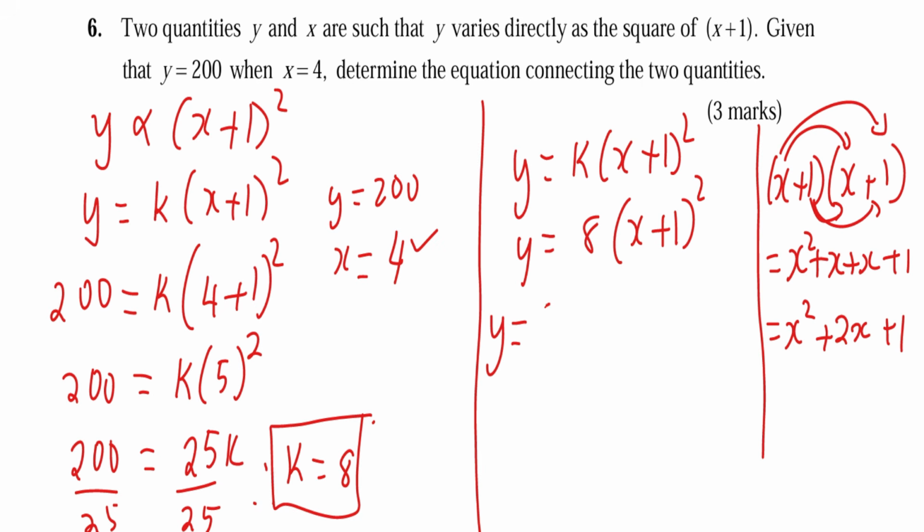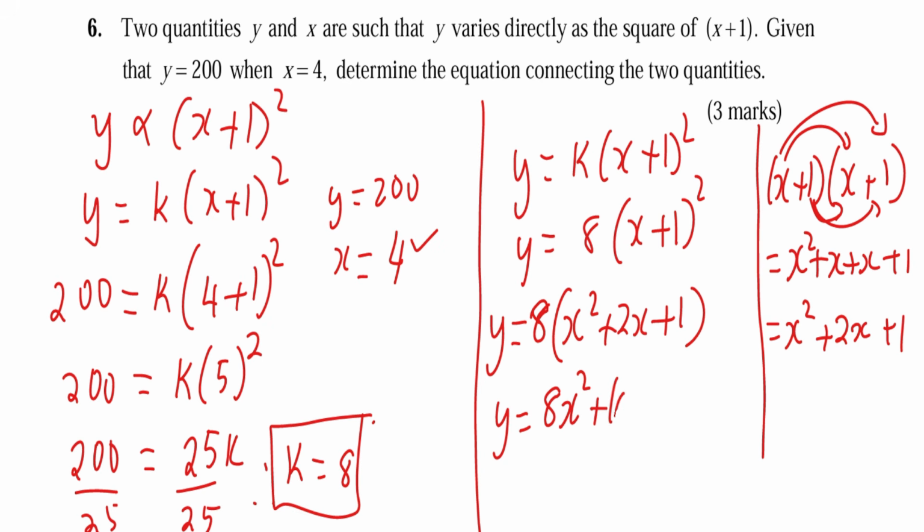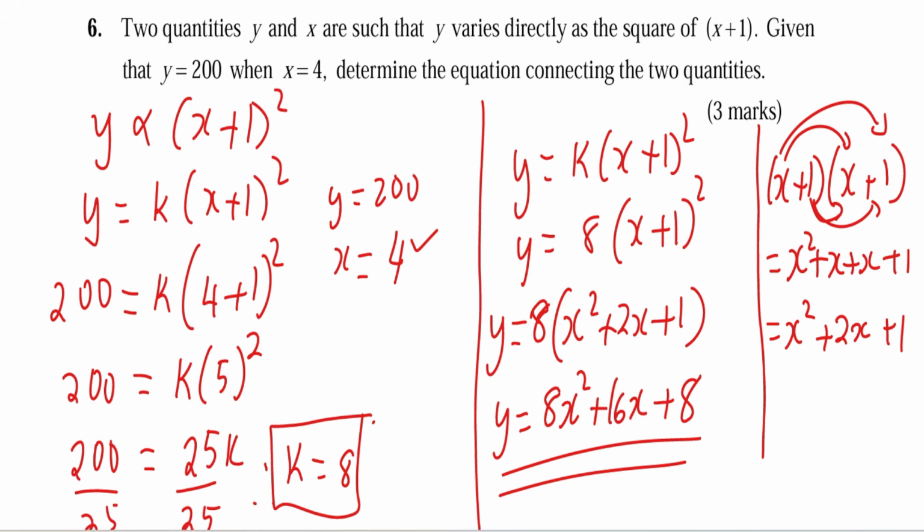So y equals 8 into bracket x squared plus 2x plus 1. Open up the bracket now. Y equals 8 times x squared is 8x squared. 8 times 2x is 16x. And 8 times 1 is 8. So this is your equation connecting the two quantities. So you see it is very easy. So let's go to question 7.